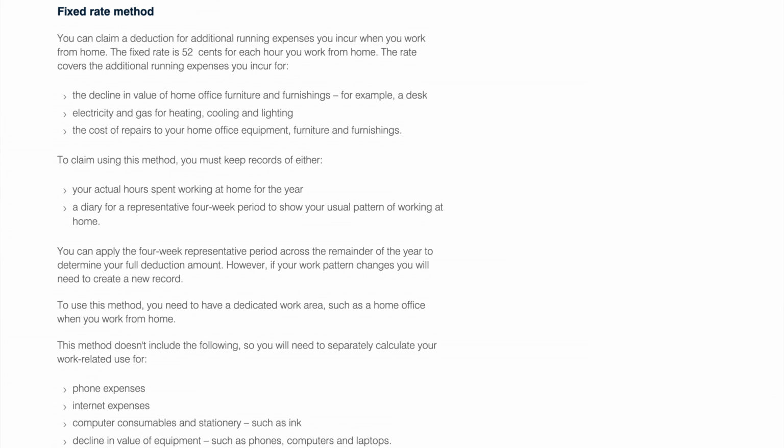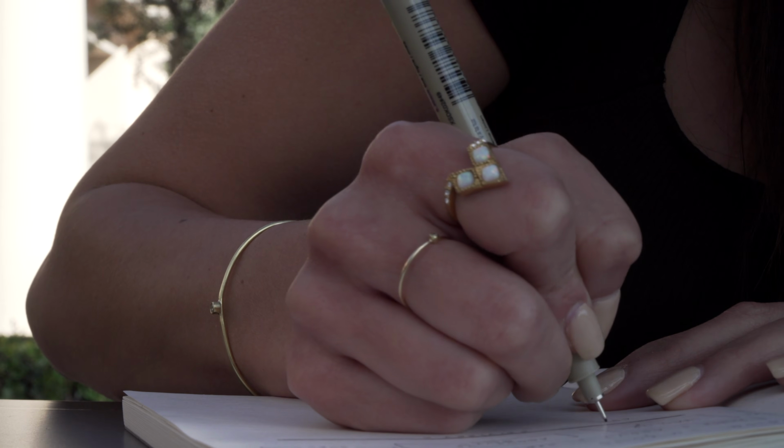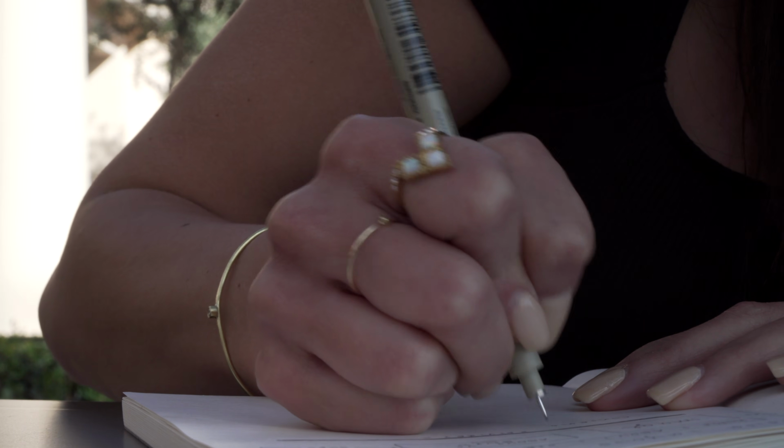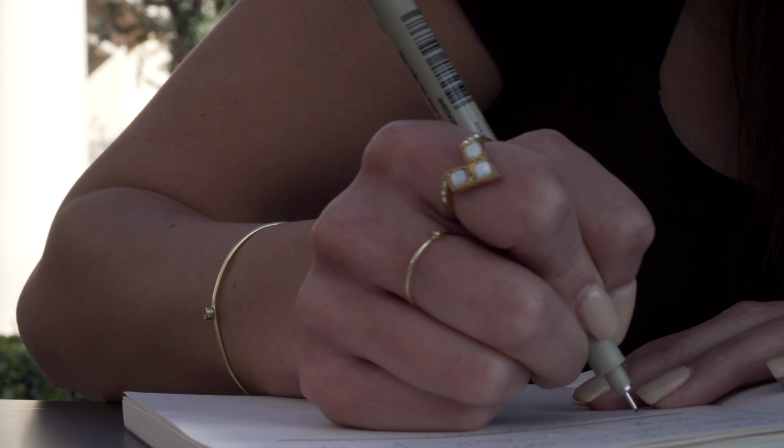So the way to keep track of this is you're meant to do a diary for a 4-week continuous period that is a representation of the full year. So you keep this diary, work out how many hours you're working a week, and then times that out over the year, and this will give you how many hours, and then you times it by that rate of 52 cents. Now this method does allow you to claim for some other home office expenses, so definitely do some more research into it, but it's definitely the simplest method when it comes to home office expenses.